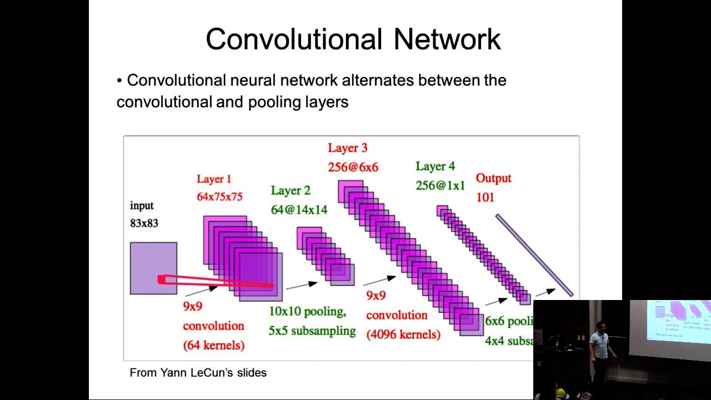Yes? If you want to do dropout in this setting, since it seems like you're going to be pretty immune to taking one individual pixel and turning it off with the pooling and everything, would it make more sense to drop out entire filters at a time?